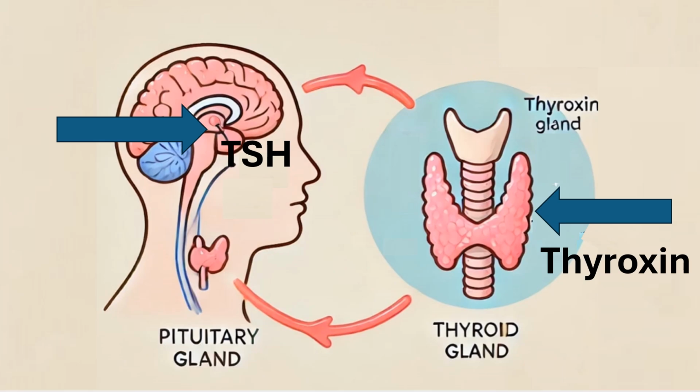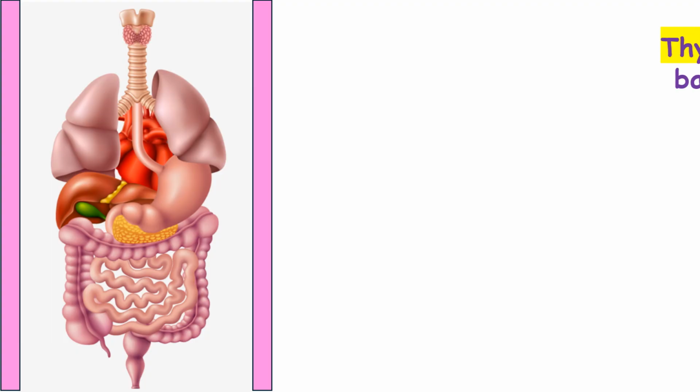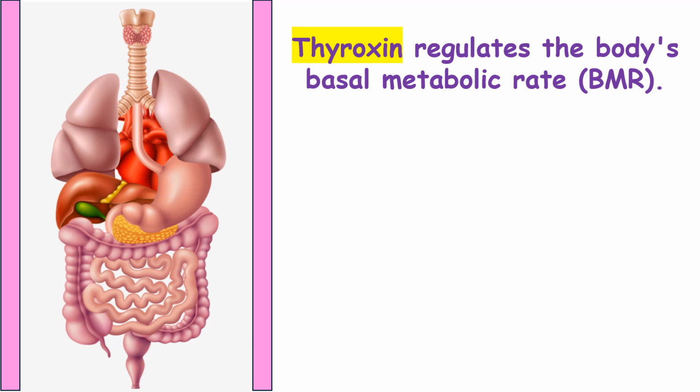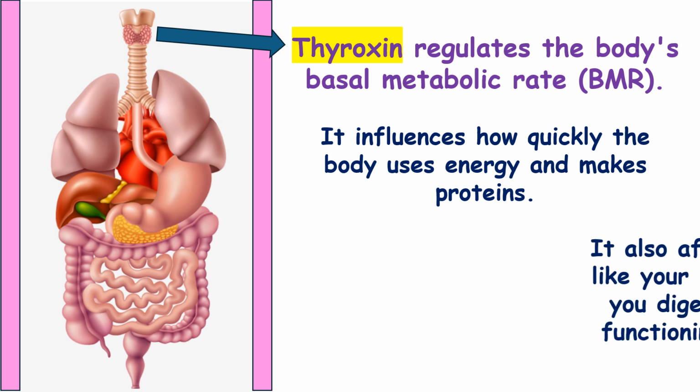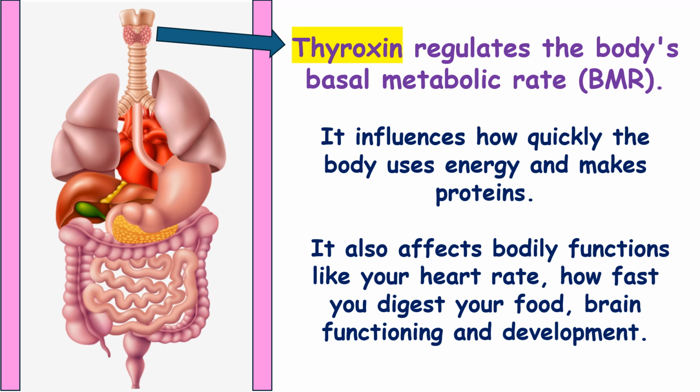Now, why is this important? Well, thyroxine is the hormone that regulates the body's metabolic rate, or basal metabolic rate. Basal just means resting. It's made by the thyroid gland, as we said. It's easy to remember. Thyroid gland makes thyroxine, and thyroxine actually influences how quickly the body uses its energy and makes proteins. So it also affects bodily functions like how fast your heart beats, or how fast you digest your food, even how your brain functions and how you develop.